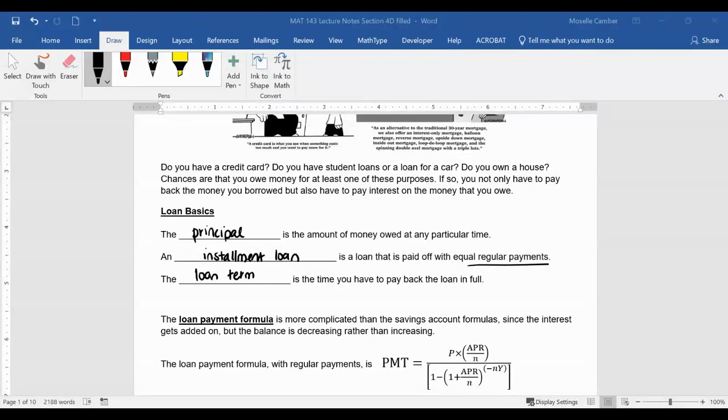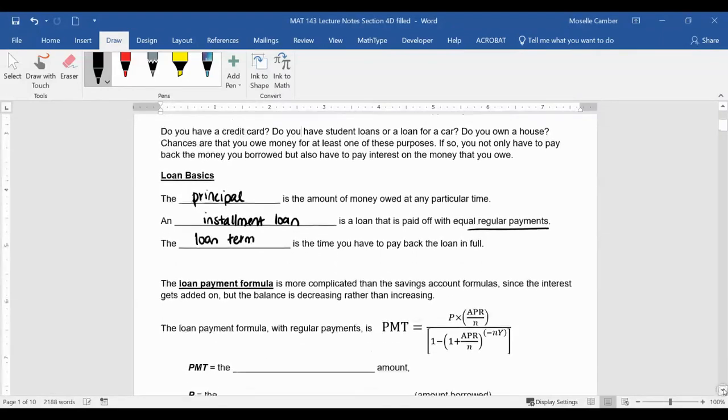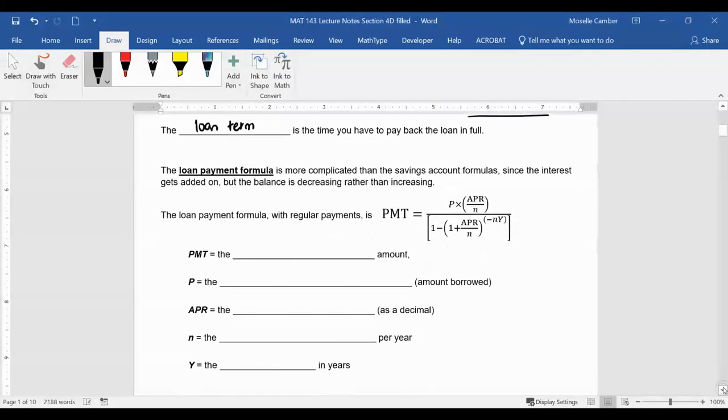Okay, so the loan payment formula is very similar to the formula for a savings plan. Except note that here, instead of A equals, you have payment equals. Now, do not use this for figuring out the payment for a savings plan. Make sure you use the steps that we talked about in 4C.